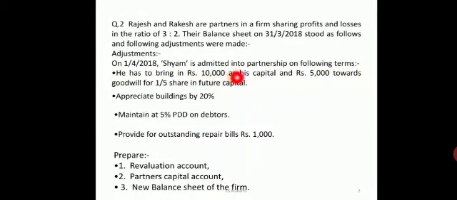in future profits. Followed, it's a print mistake, it should be future profits. Next, appreciation in building by 20%. Maintain 5% provision for doubtful debts on debtors. Provide for outstanding repair bills rupees 1,000. From this information, we have to prepare revaluation account, partners capital account and balance sheet of new firm.